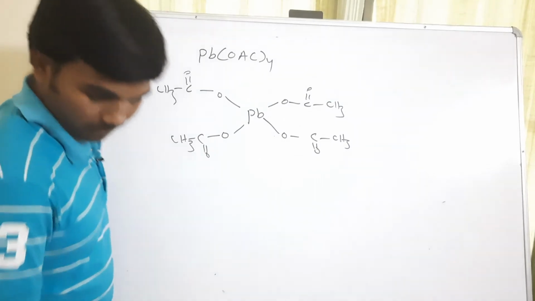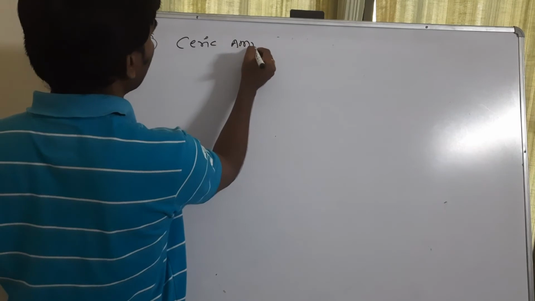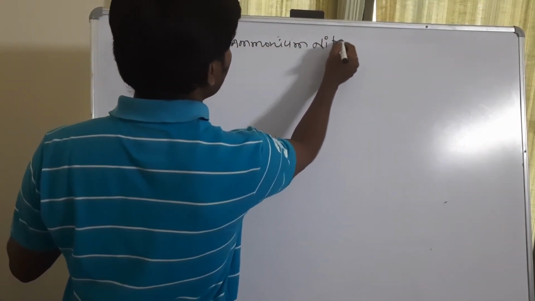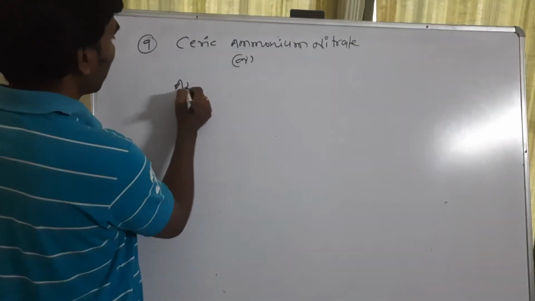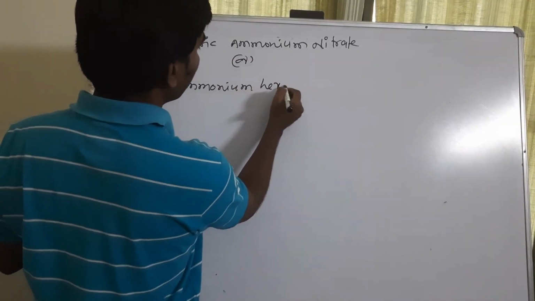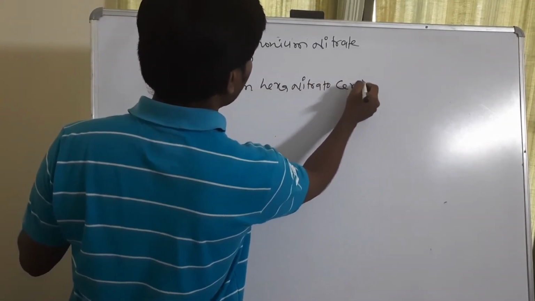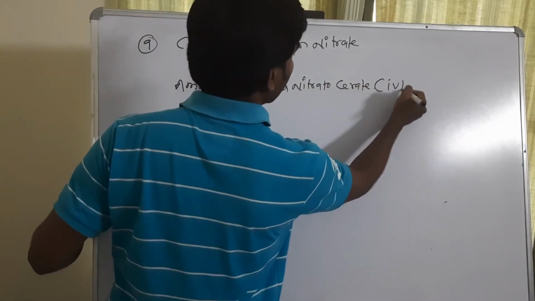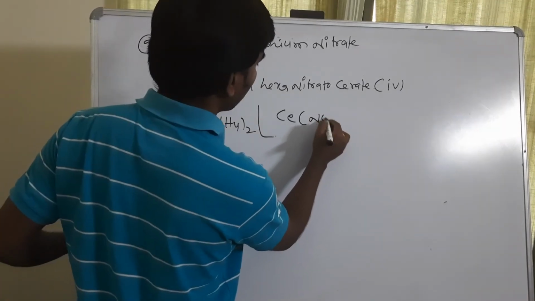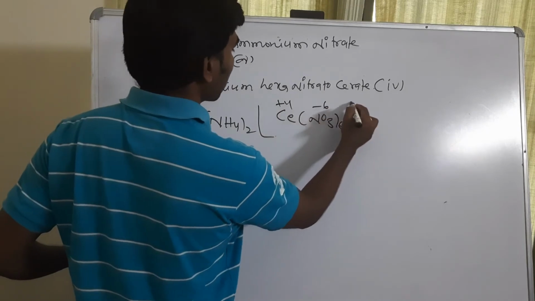Next method is ceric ammonium nitrate. Ceric ammonium nitrate is ammonium hexanitratocerate(IV). Plus 4, minus 6, so here 2 will come.